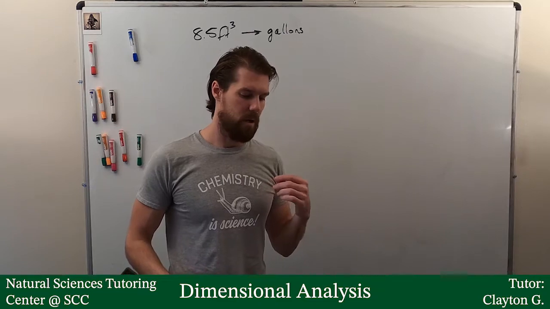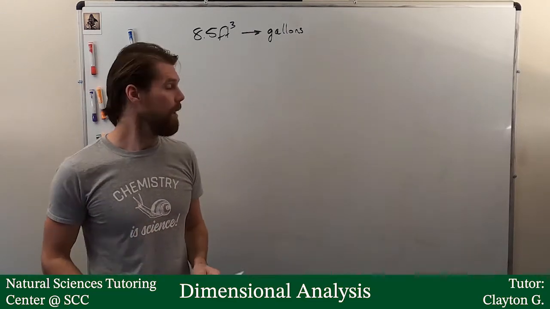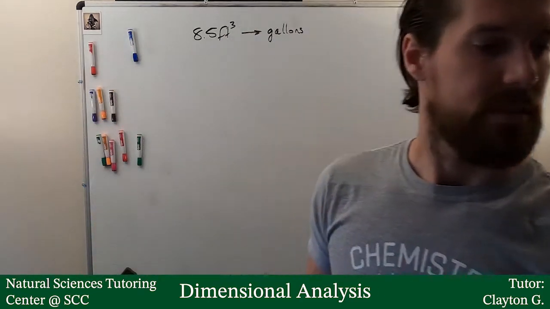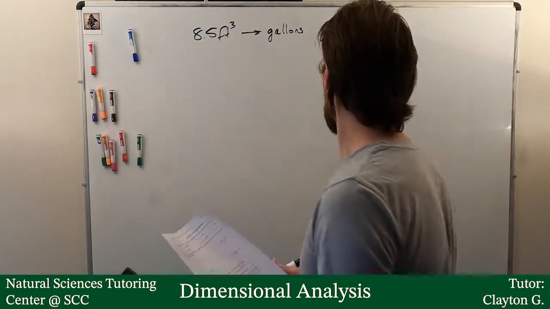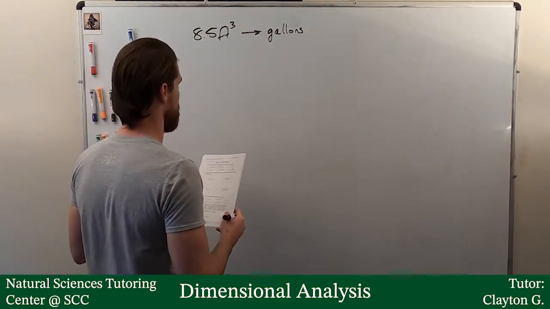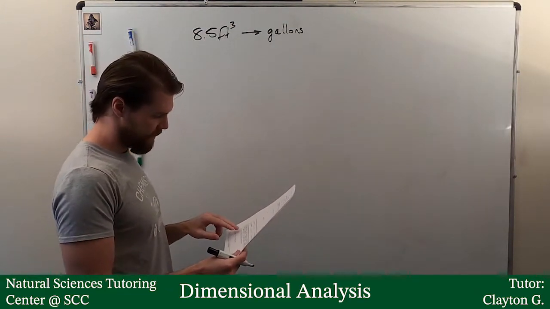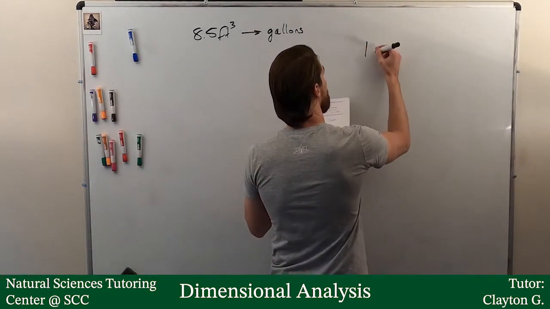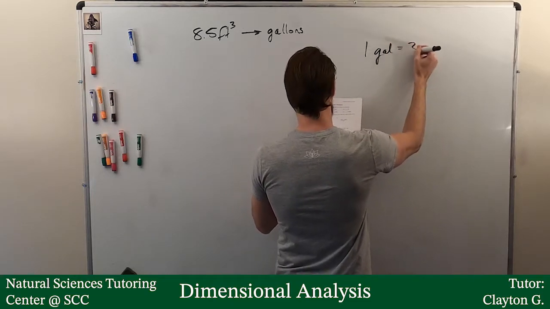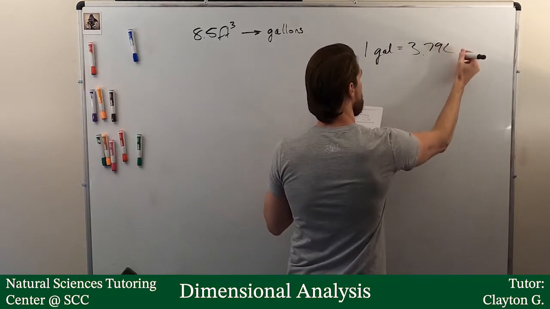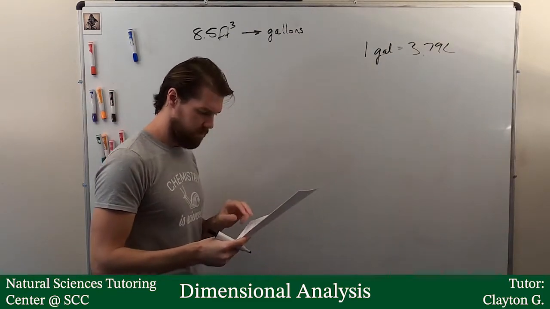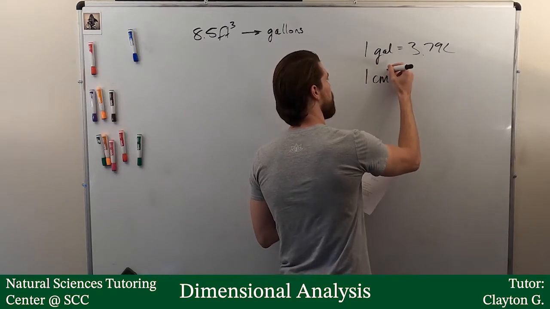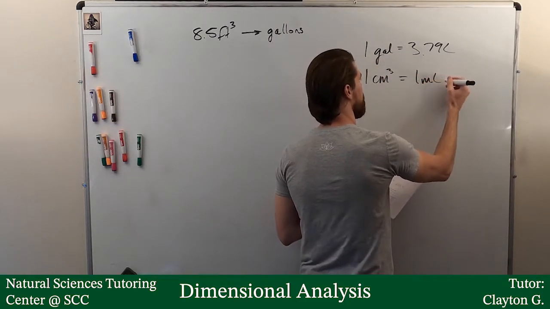Okay, so for the third one here, we are going to convert 8.5 cubic feet to gallons. So once again, let's see what kind of tools we need. I don't know a lot of these off the top of my head. We have a gallon to a liter. Okay, so we know that 1 gallon equals 3.79 liters. That's helpful. Let's see here. Looks like I got 1 centimeter cubed equals 1 milliliter.